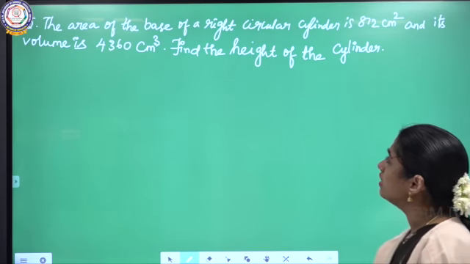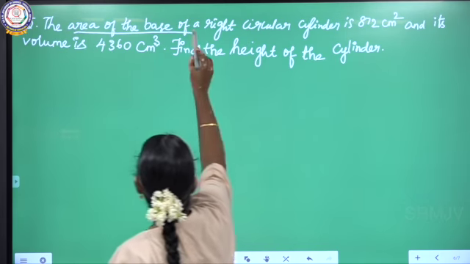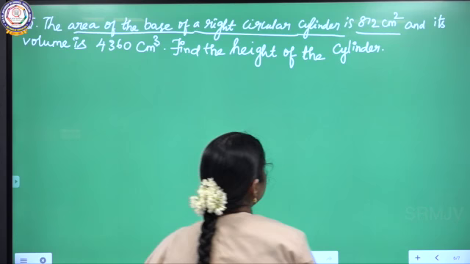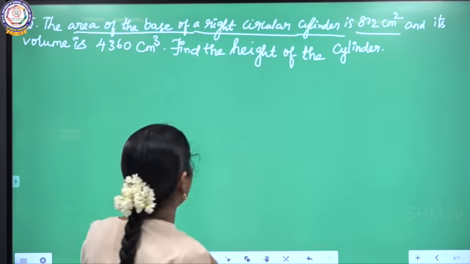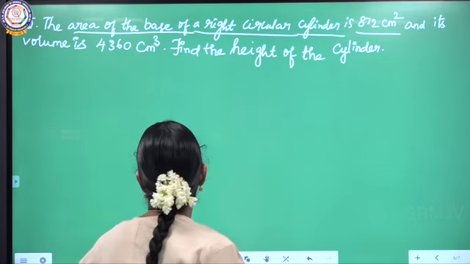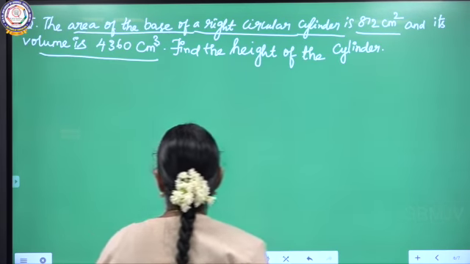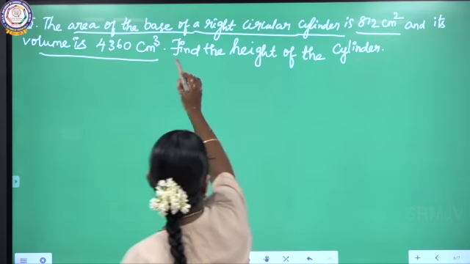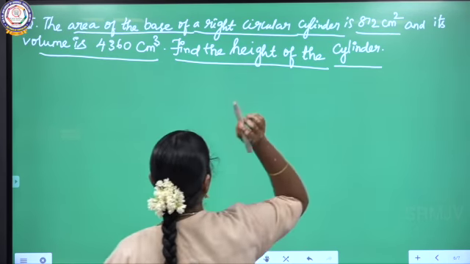Listen. The area of the base of a right circular cylinder is 872 centimeters square. Area, so for that the unit is square. And its volume is 4360 centimeter cube. I am going to find out the height of the cylinder. Here also what? Height I am going to find out.